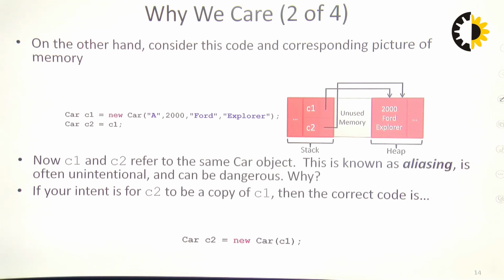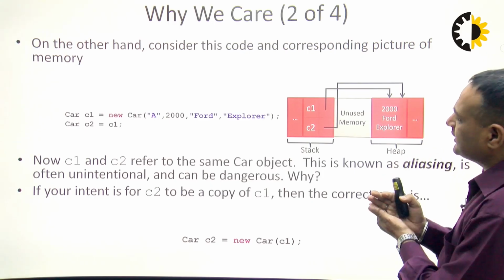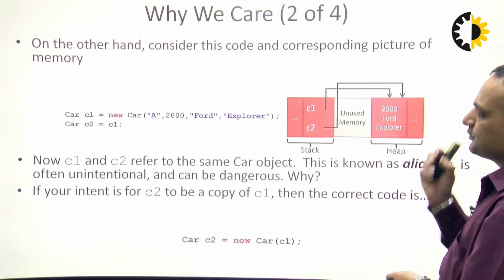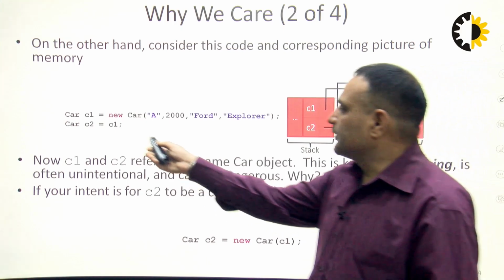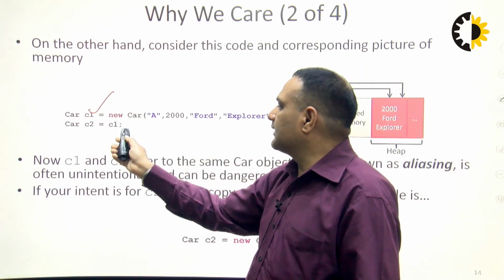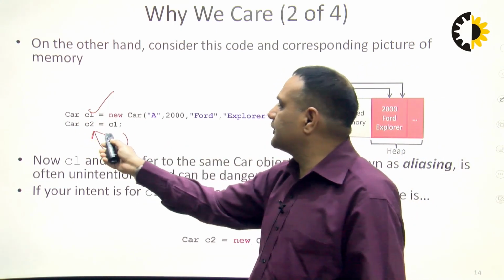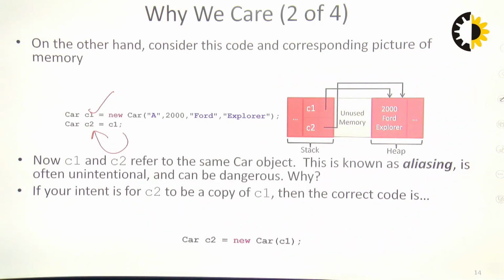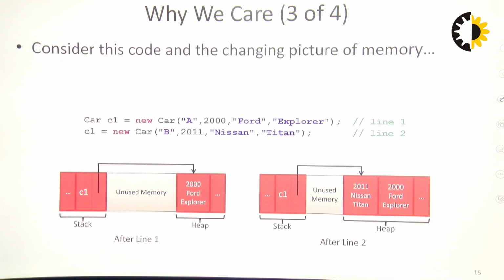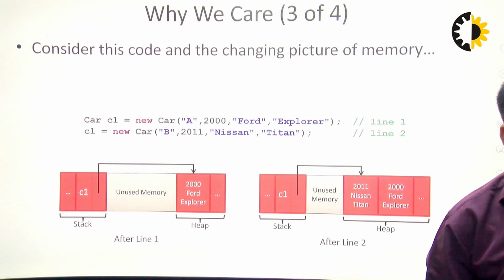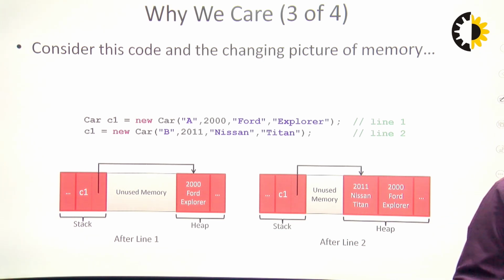So, you can better understand that if the references are the same, then 100% the information must be the same. In this picture, you are creating the object C1 and this object is assigned to C2, so both C1 and C2 have the same reference, and in the same reference the information is the same. Consider this code and the changing picture of the memory, that is line 1 and line 2.